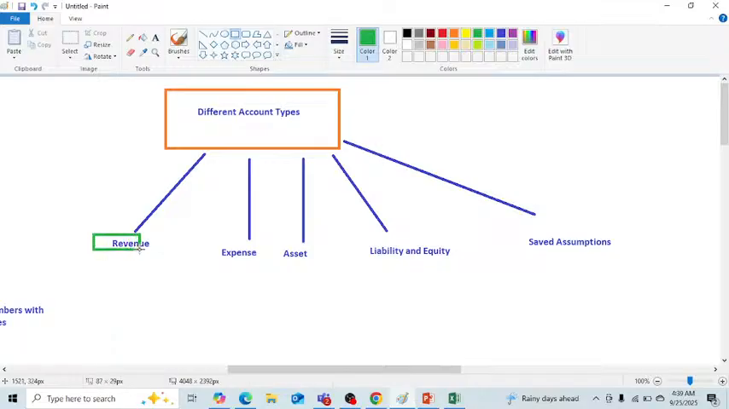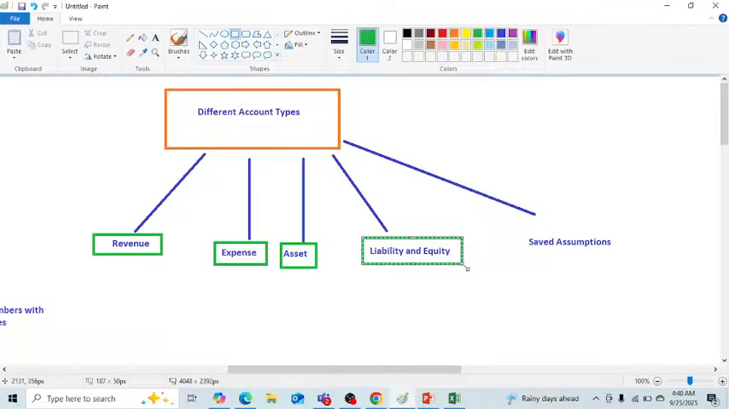So what is revenue? Revenue aggregates as a positive number. And if I talk about the expenses, it aggregates as a positive number, but it is usually displayed with a negative sign in reports to show its impact on profit. Then we have the asset. It aggregates as a positive number also. And now we will come to the liability and equity. It also aggregates the same way, as a positive number.